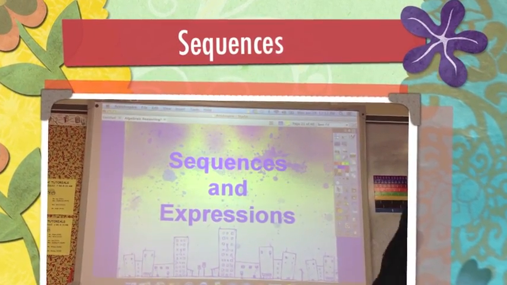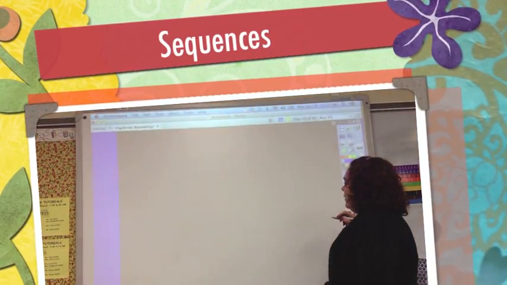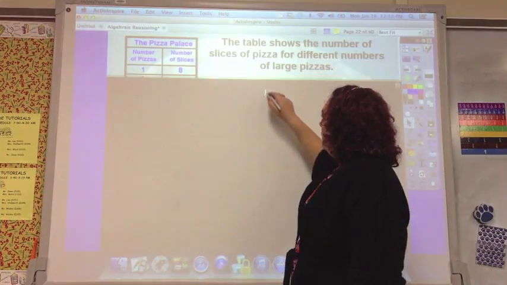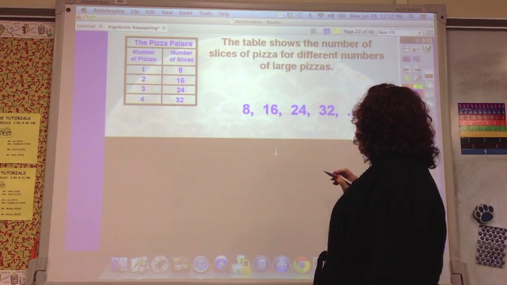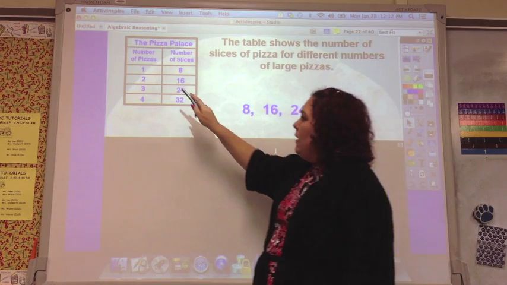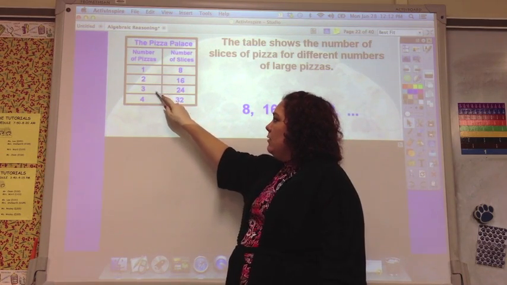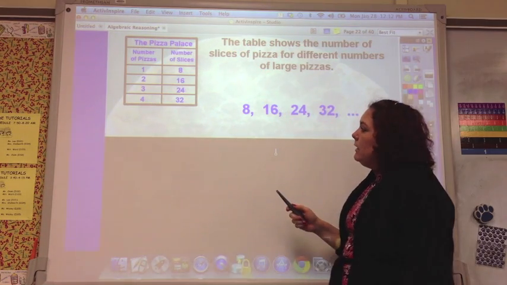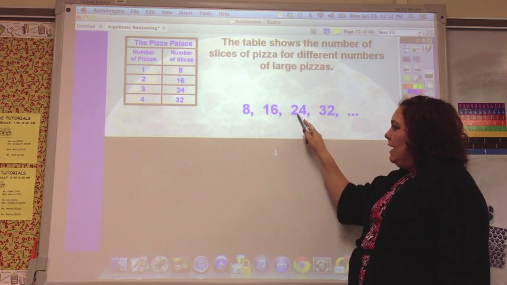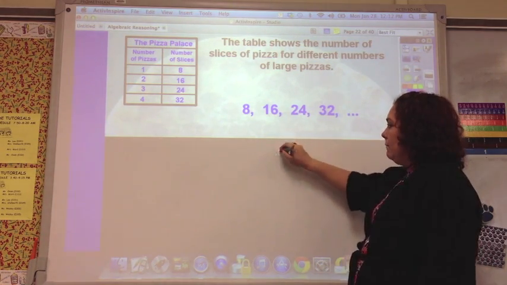Okay, this video is on sequences and expressions. The table shows the number of slices of pizza for different numbers of large pizzas. If you have one large pizza, you get 8 slices. 2, you get 16. 3, you get 24. And 4, you get 32. So you could list these numbers out here, and you're like, what's happening between each of them?